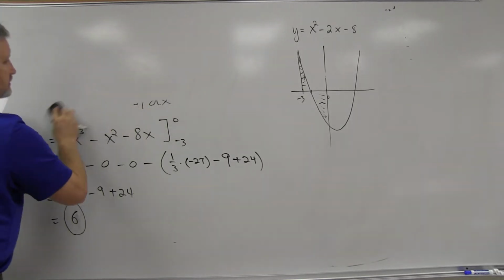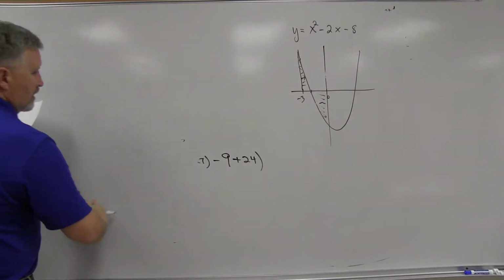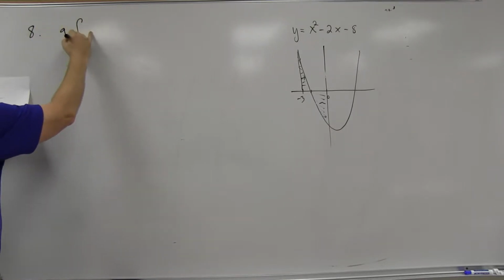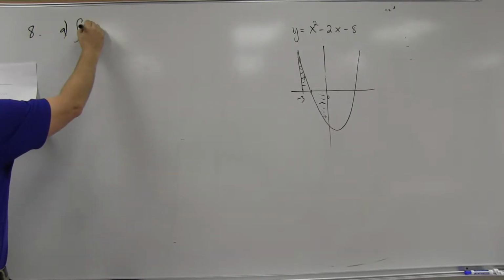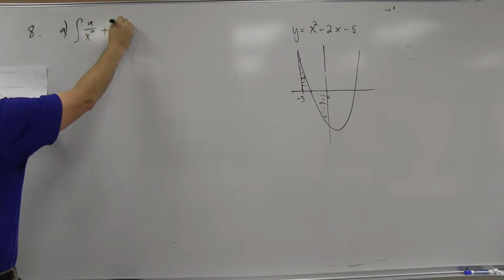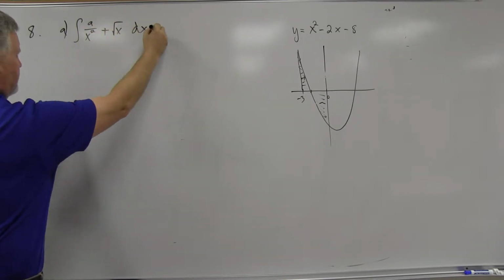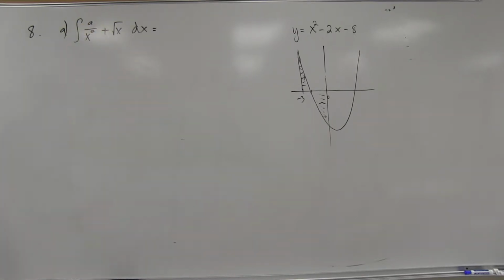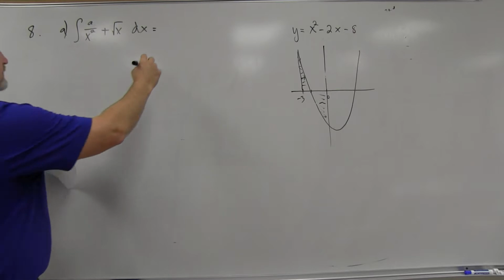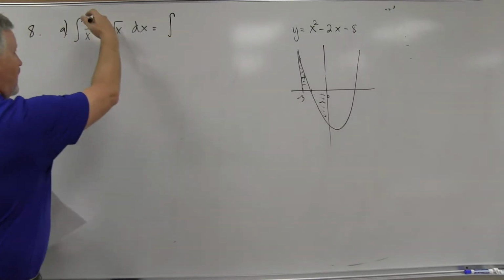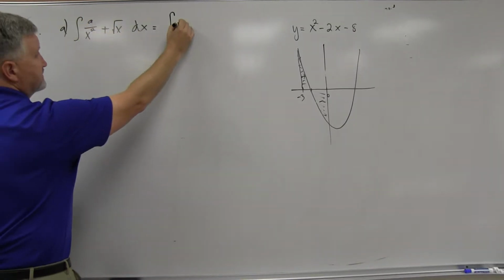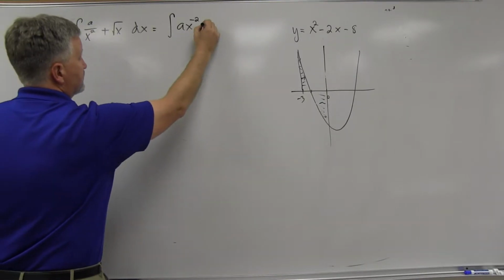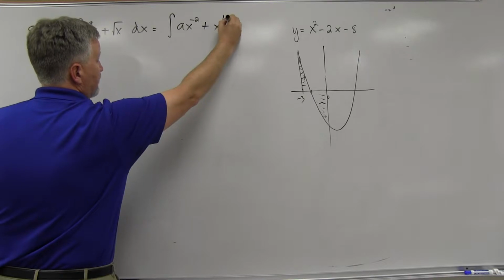Number 8. A's got what? Integral of a over x squared plus square root of x dx. Okay, just a reminder that's an a. To do this one, I'm probably going to have to rewrite that as a times x to the -2, plus x to what power? Square root is 1/2 power.